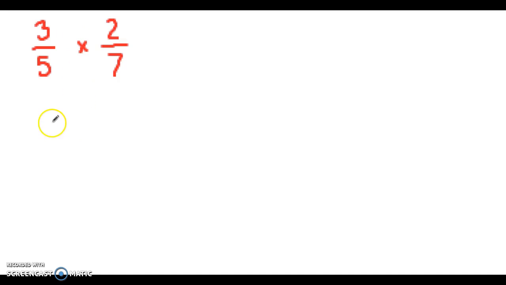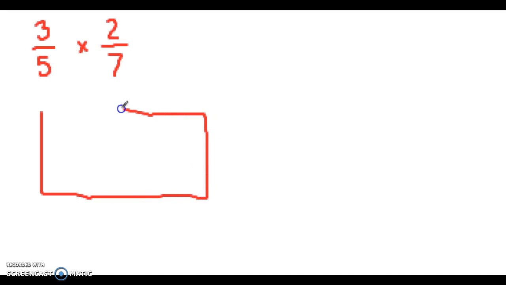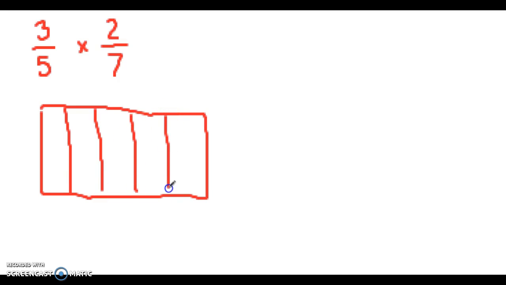So let's draw this out so we can see what it looks like visually. Let's draw our whole, which is going to be our 3/5, and let's say it's a candy bar. Let's split this up equally into 5 groups because we have 3/5, and we're focusing only on 3. So we only want to color in 3 of our 5 groups.